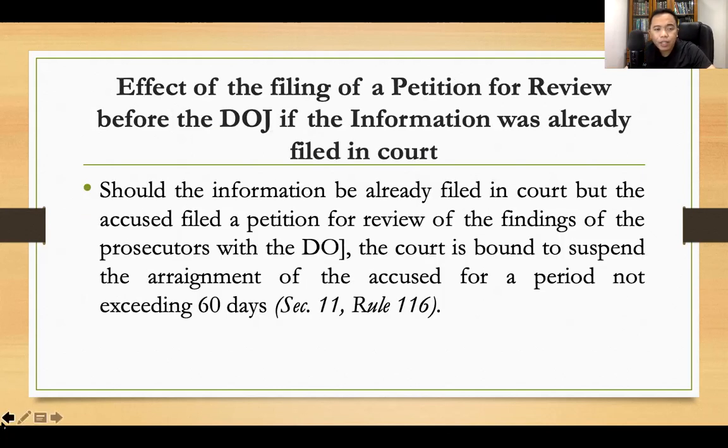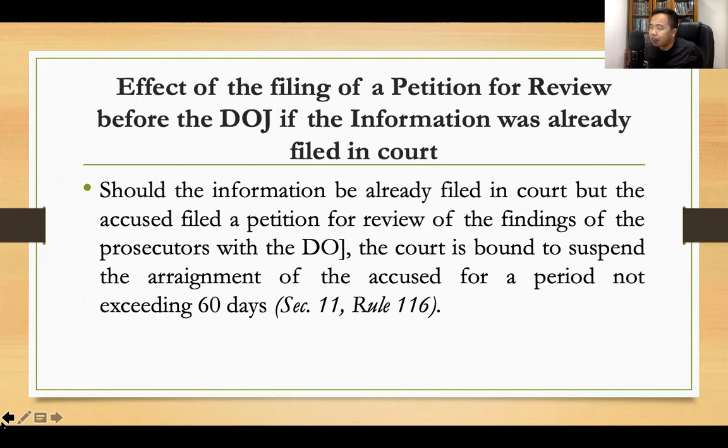Okay. Now, what is the effect of the filing of the petition for review before the Department of Justice if the information was filed in court? So, for example, natalo ka sa prosecutor level. No, natalo ka sa city prosecutor or sa provincial prosecutor. Talo ka dyan. And then, umakyat ka sa DOJ, petition for review. No? Ano ang effect niyan sa proceedings ng husgado?